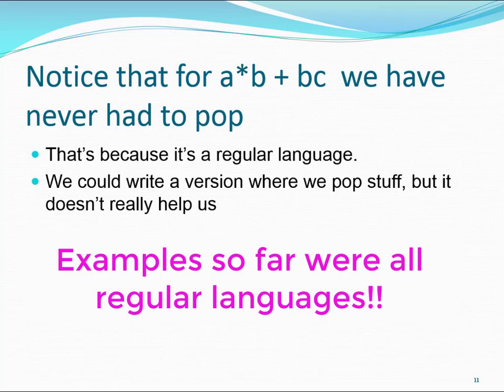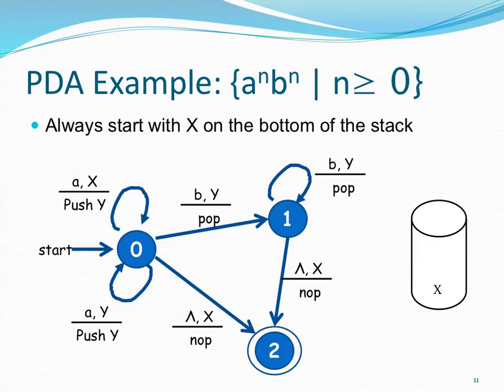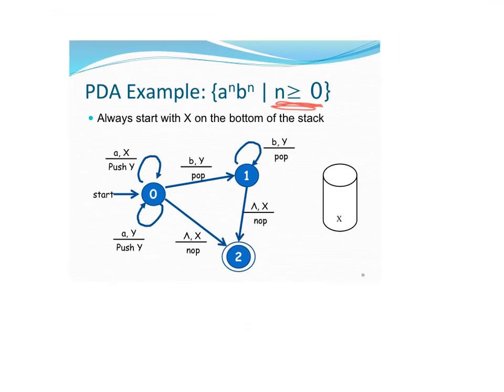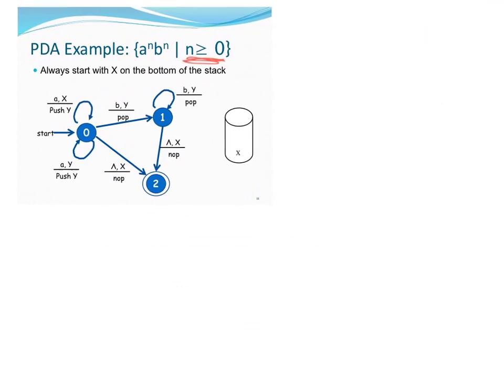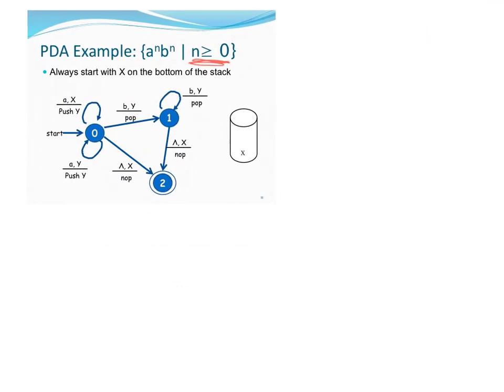So let's go back to our classic non-regular language example, A to the N, B to the N. So here's a PDA that accepts the language A to the N, B to the N, as long as N is in the natural numbers, so N greater than or equal to 0. And let's just do an example to see what's going on here. Maybe a couple of examples. And remember, we always start with X on the bottom of the stack.